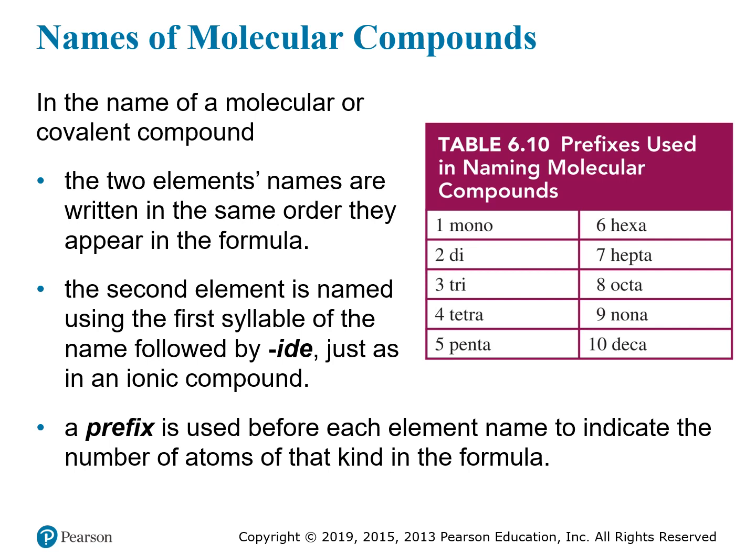Okay, and the prefixes are these prefixes given in this table here, table 6.10. For 1 is mono, then 2 is di, tri, tetra, penta, hexa, hepta, octa, nona, deca. And that should be all you need to know.